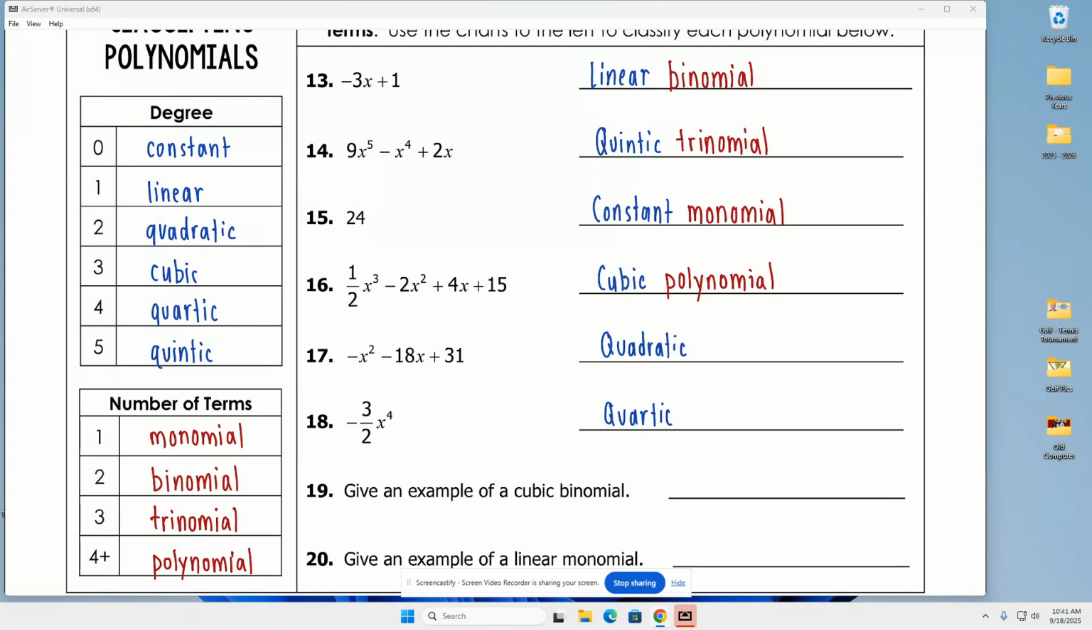Many terms. Look at number 17. How many terms do we have here, y'all? So it's a quadratic trinomial. Are y'all following? This is so easy if you're paying attention. Last one, we already said it's quartic because my biggest degree is 4. But how many terms is that? 1. So it's a quartic monomial.